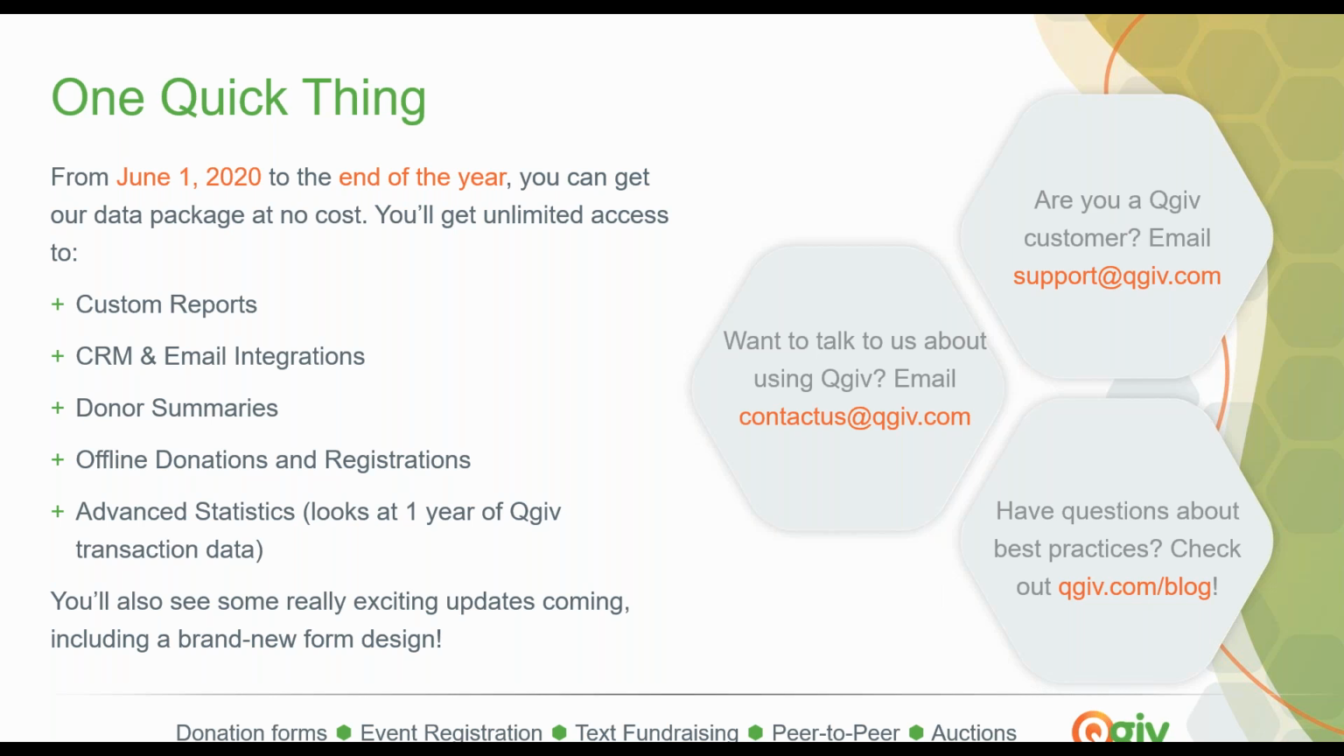So from the start of next month through the end of the year, all Qgiv users will get all of the unlimited forms and confirmation pages and receipts, but you'll also get free access to all of the tools in our data plan. So that gives you access to a few cool things. You get unlimited access to custom reports, email and CRM integrations if you're using those. You can track offline gifts, and there are a few other cool tools you can use.